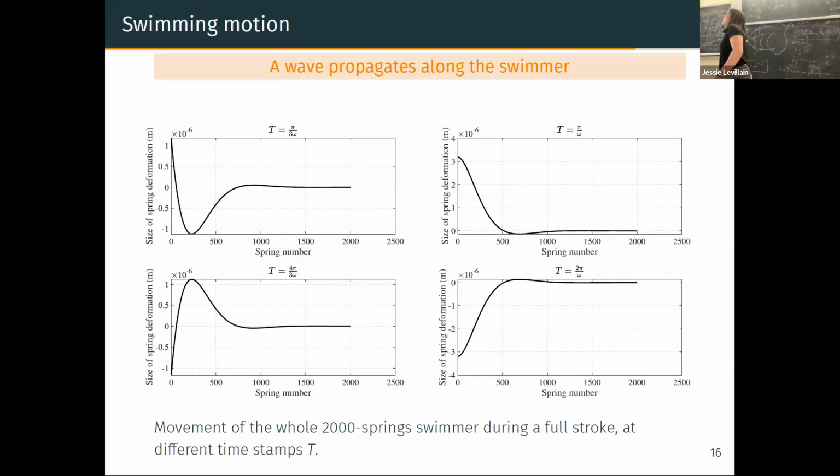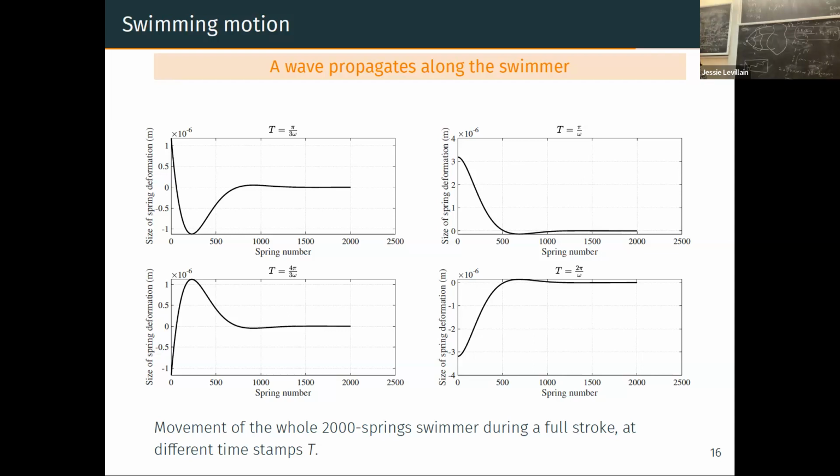Then finally, we can actually see the swimmer in motion. So here in this graph, you can see, depending on the position you are at, so the spring number, the deformation. The swimmer is still moving in 1D. That is the amount of stretching of one spring, depending on the spring.